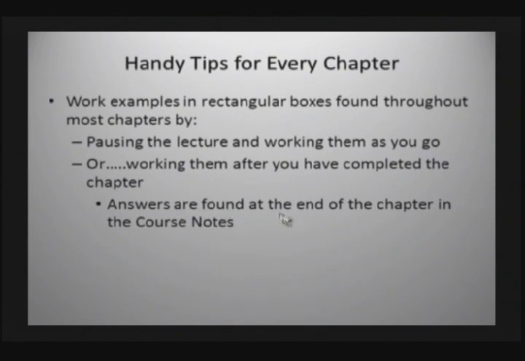And the answers to those practice problems in the rectangular boxes are found at the end of the chapter within the course notes. So the solutions to all the examples in the rectangular boxes are actually in the course notes themselves.